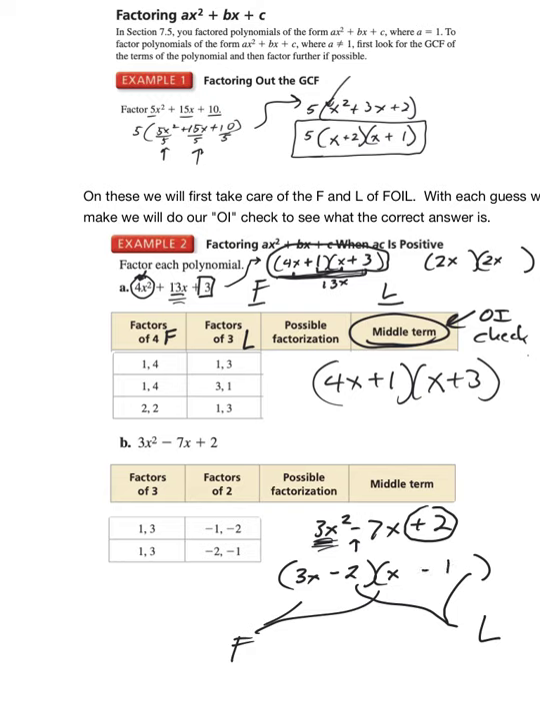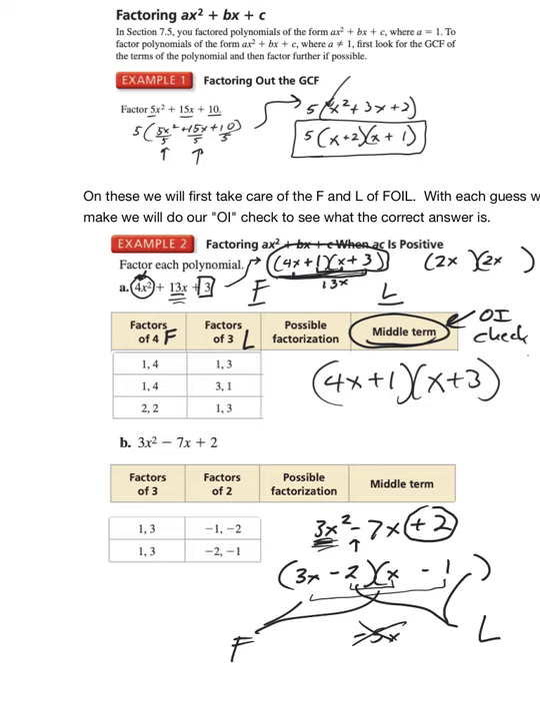I know that this is not right. So now I do the OI check. The OI check is going to give me -3 and -2 for a -5x. Is that what I want? No.